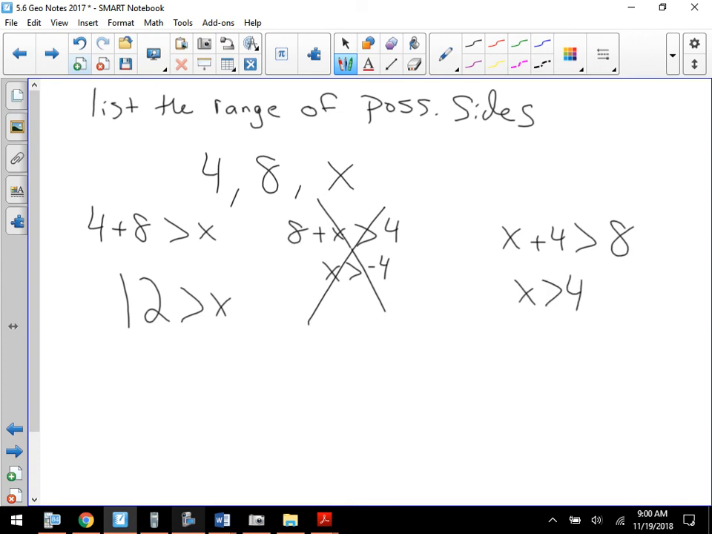And that one you subtract 4. So what's going to happen here, guys, is that you're only going to get 2 numbers that work, because the other one's going to give you a negative. And that's okay. Because that means that x has to be greater than 4. X is greater than 4, but less than 12.